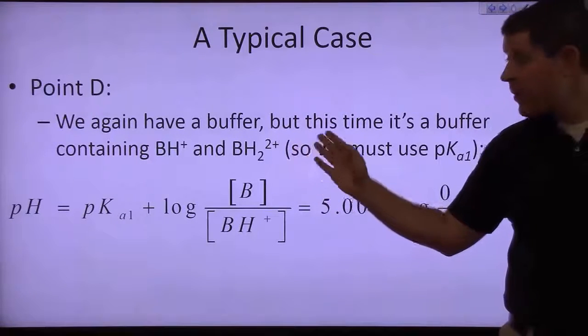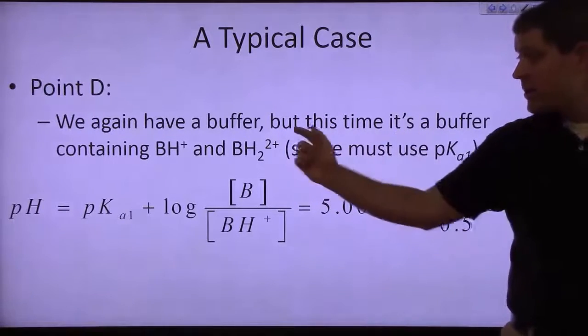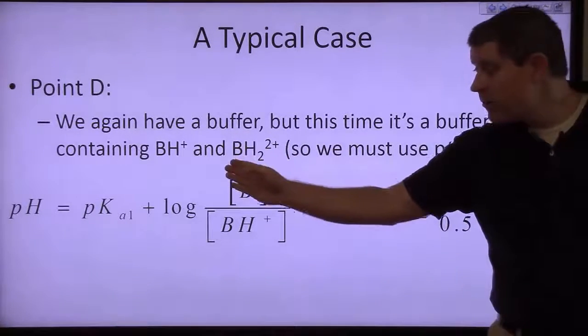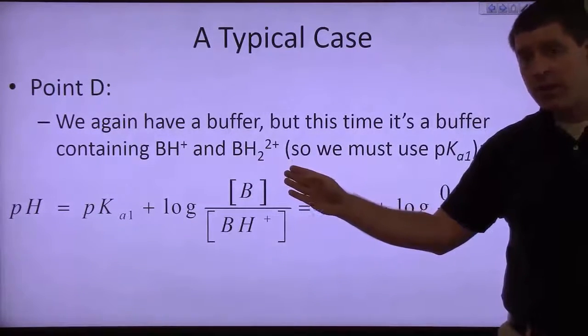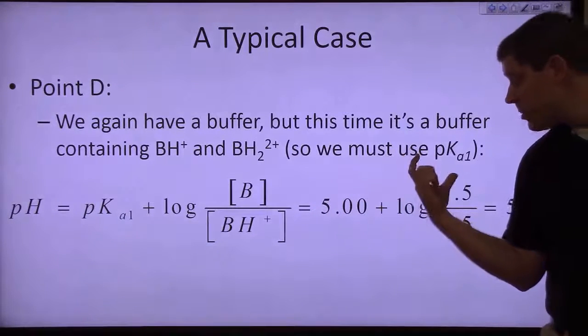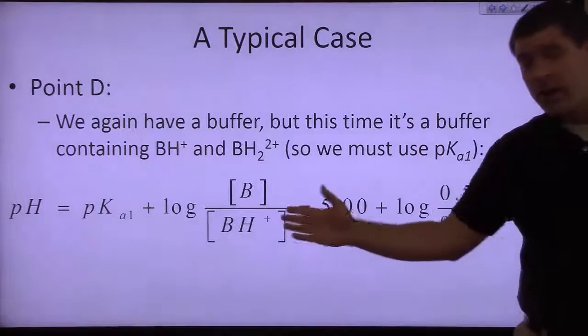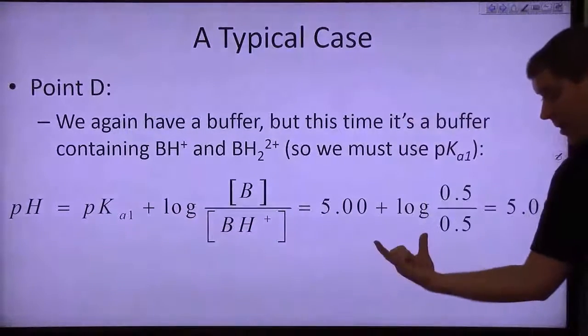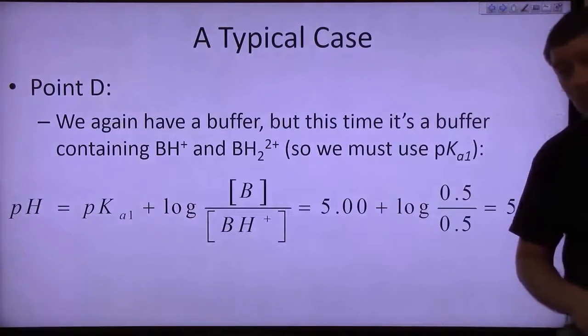We again have a buffer here, but this time it's a buffer containing BH+ and BH2 2+. That is between the intermediate form and the doubly protonated form. And this means that now we must use the pKa1. So we can again use the Henderson-Hasselbalch equation, where now we have to use pKa1, which gives us then a pH of 5.0. Now let's look at point E.